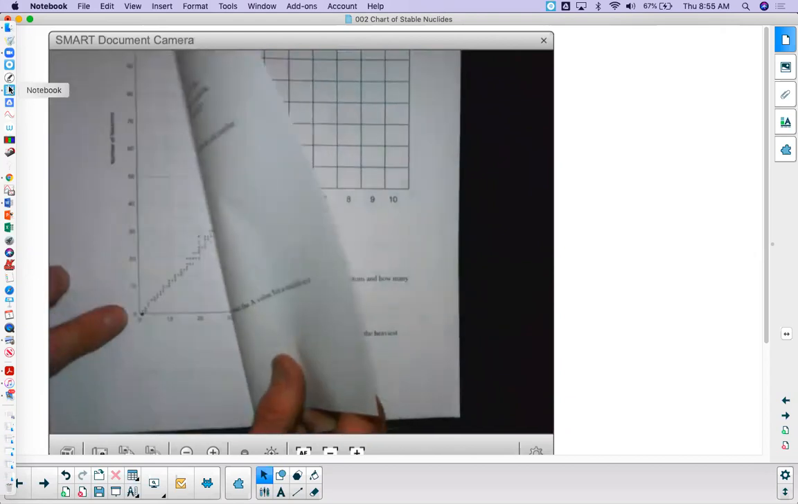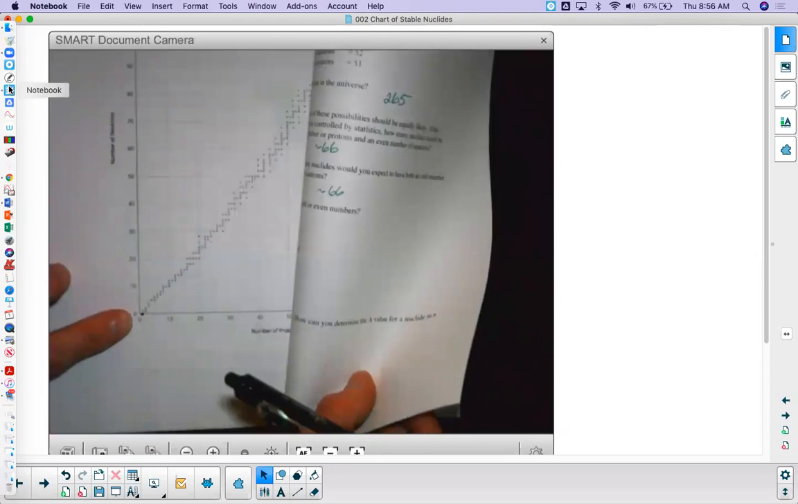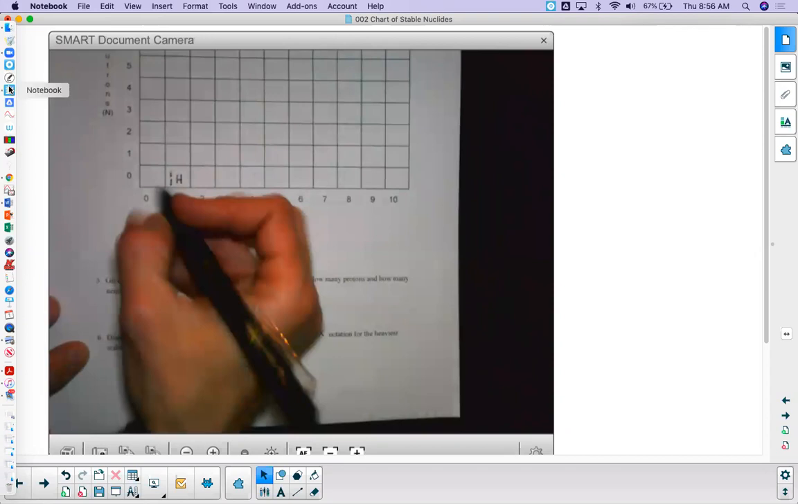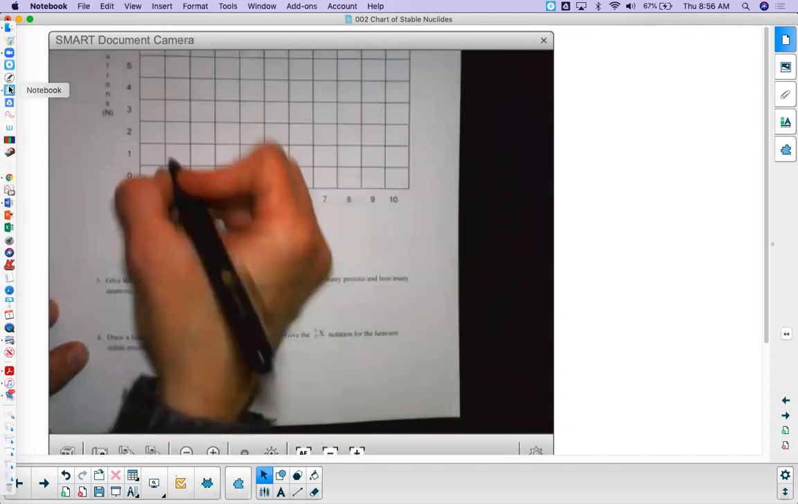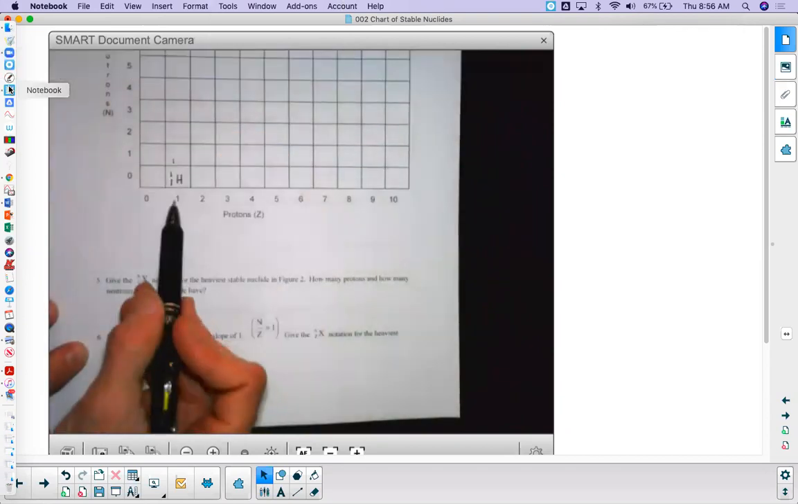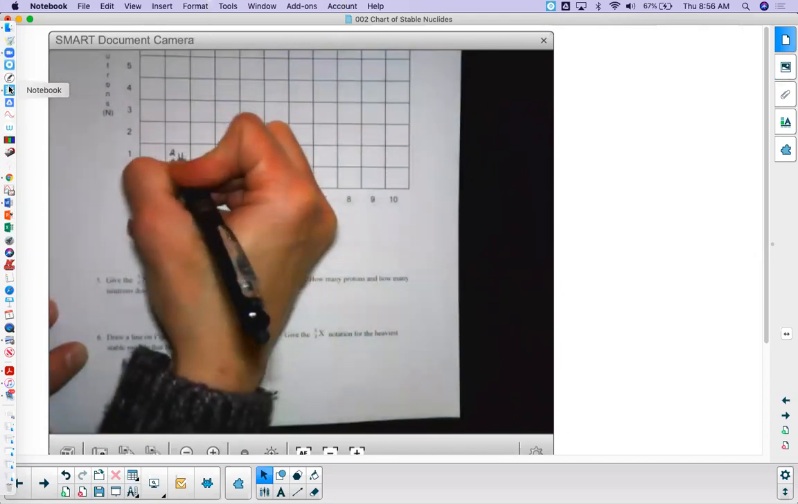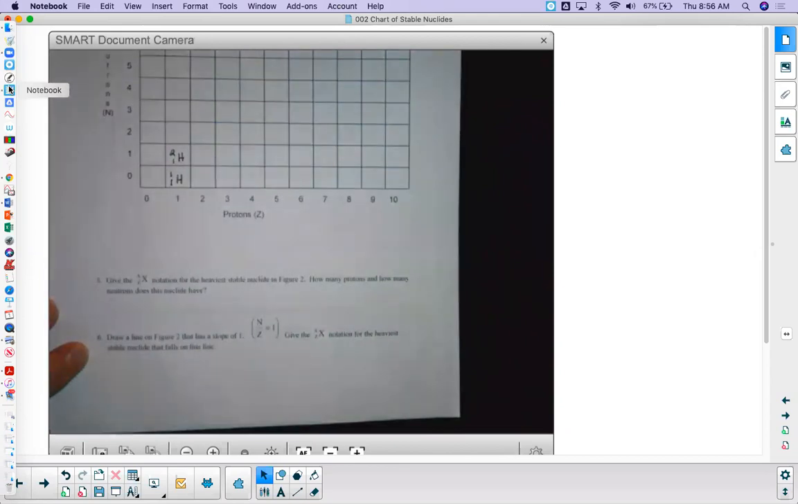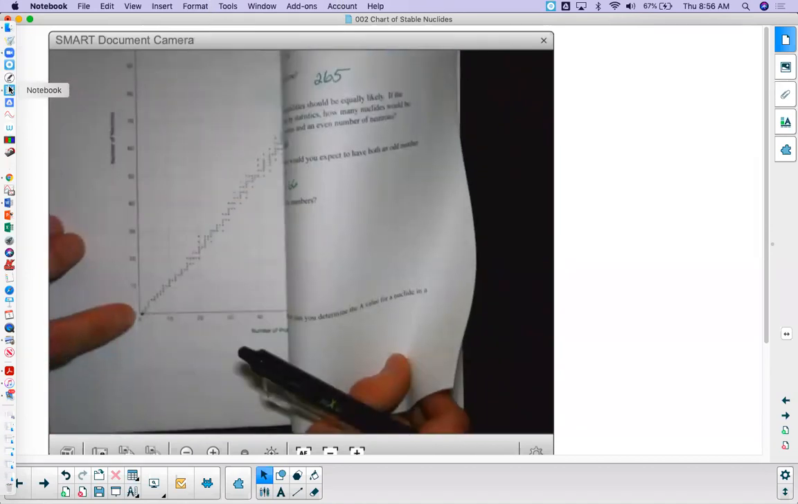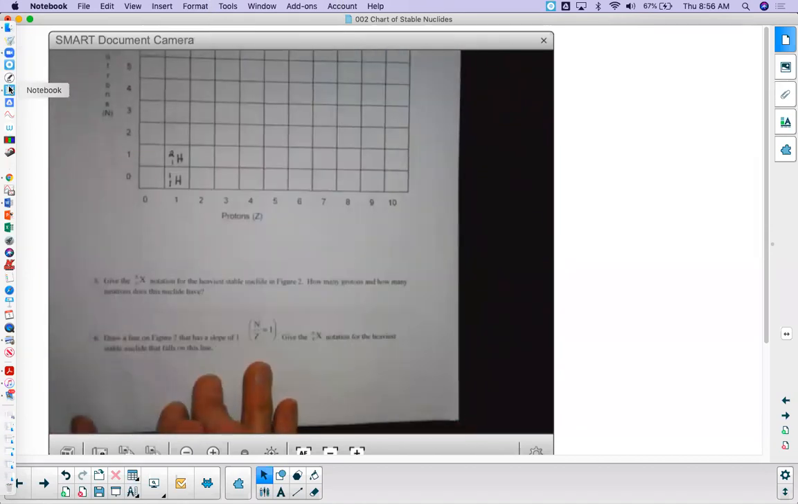Now, if I go back to here, there's a dot just above it. That dot has 1 proton plus 1 neutron, but it's still hydrogen. And that's it. Hydrogen has 2 stable isotopes. All other hydrogen is radioactive.